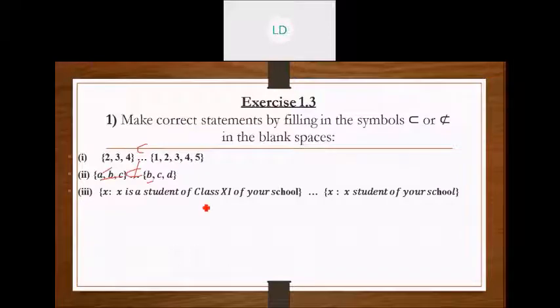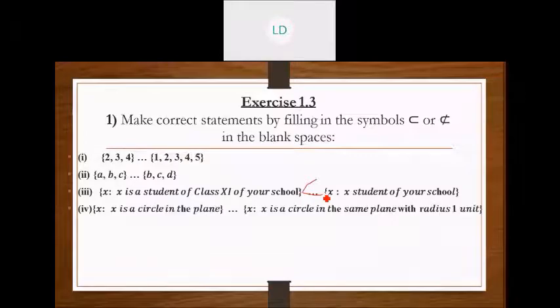Next, X is a student of class 11 and X is a student of the school. So is this a subset? Now, student of the school means it starts from LKG, UKG till standard 12. So all the students are there from LKG, UKG, first to 10th and 12th. So all the elements are there here, all the students are there. This is one particular group. So all the students of class 11, all the elements of class 11 students, are there here. So therefore, this forms the subset.